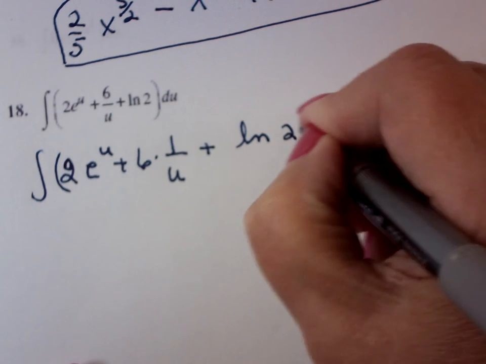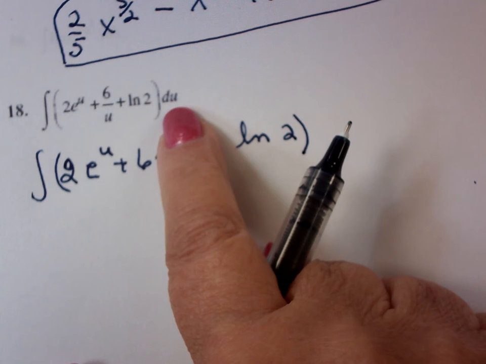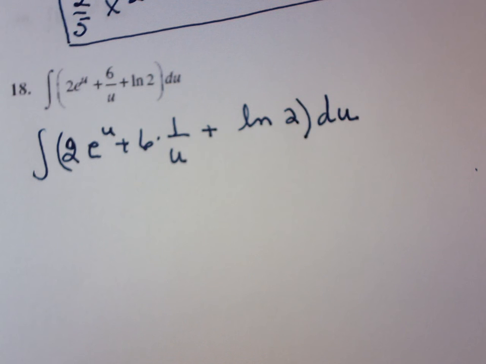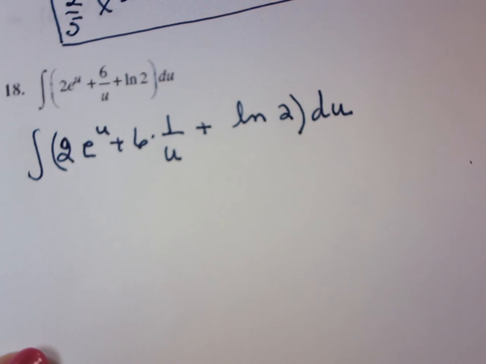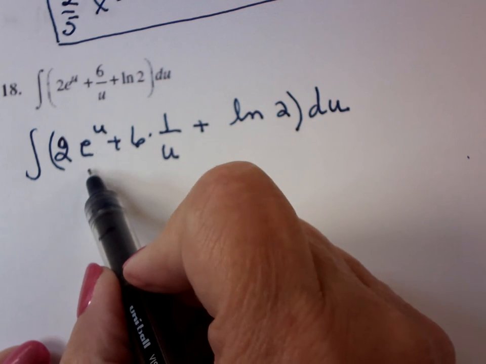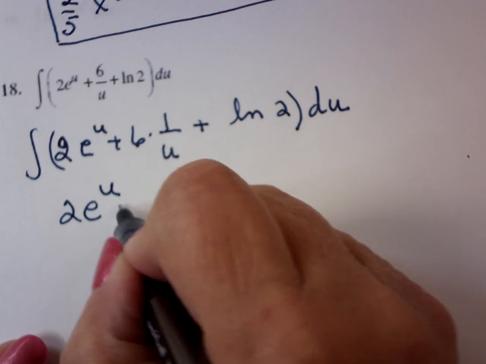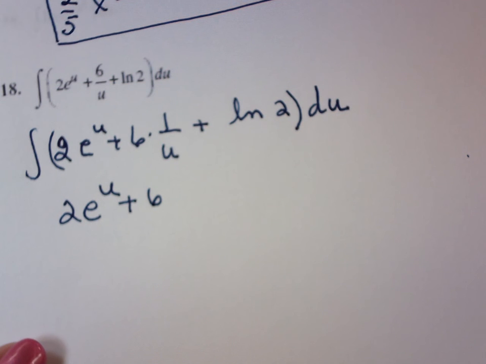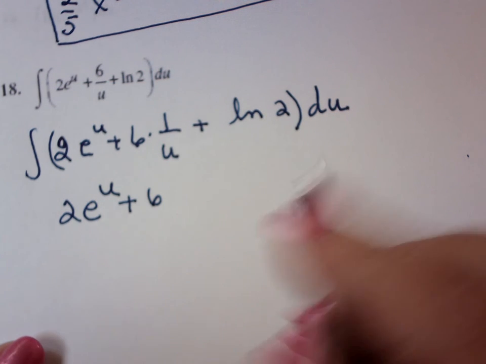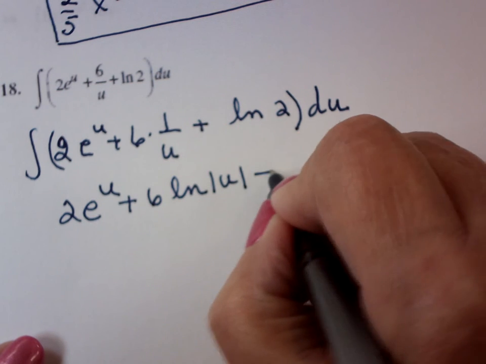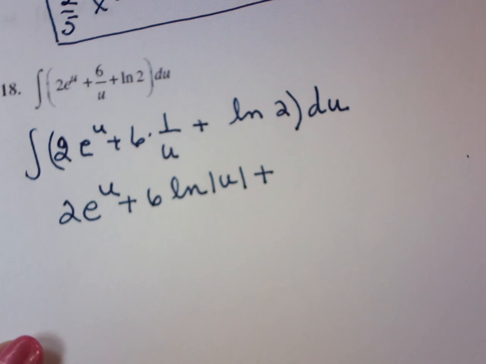Now, the variable of integration is what? du. So in my formula, especially when I bring that constant out, what's it going to have attached to it? u. So what's the antiderivative of 2e to the u? 2e to the u. Plus 6 times the antiderivative of 1 over u, which is the natural log of the absolute value of u. And what about the antiderivative of the natural log of 2?